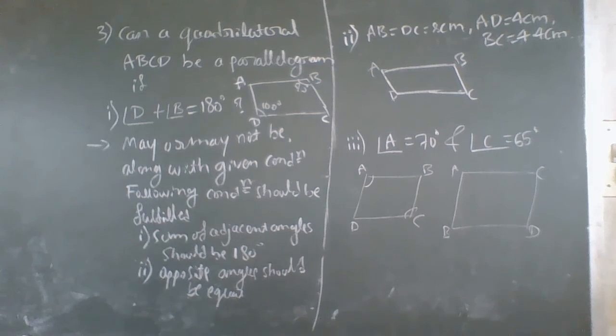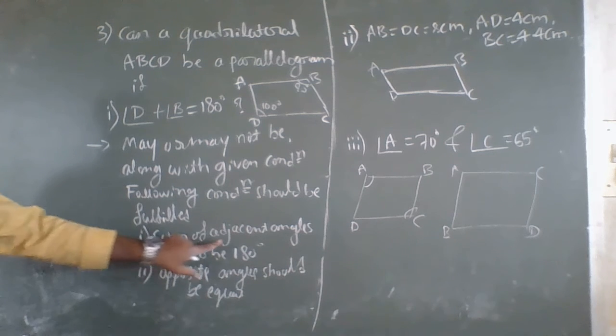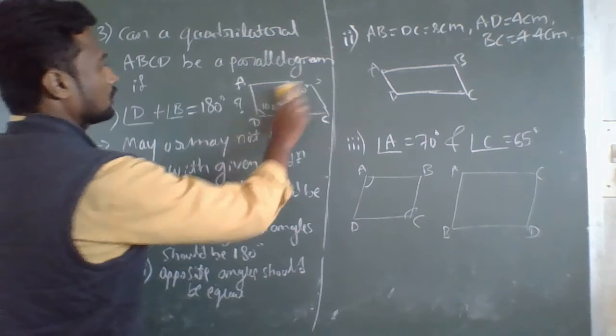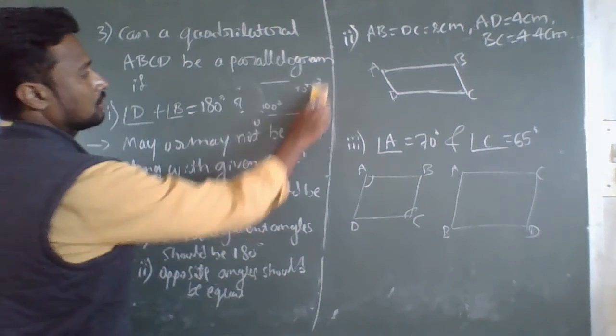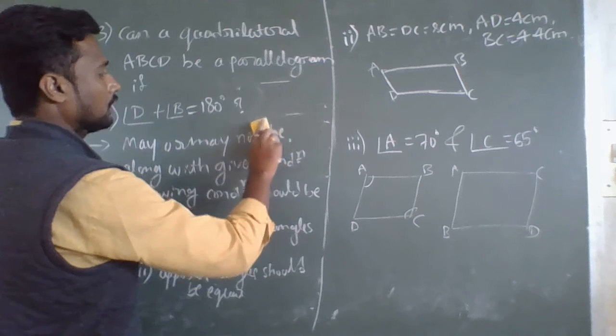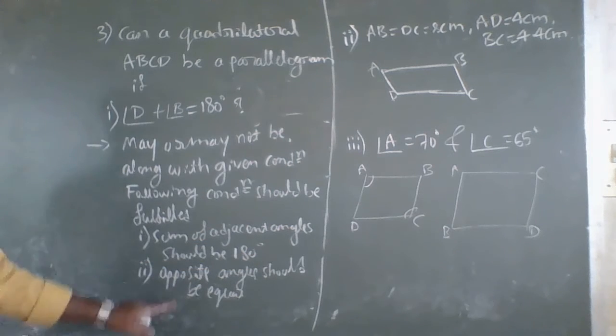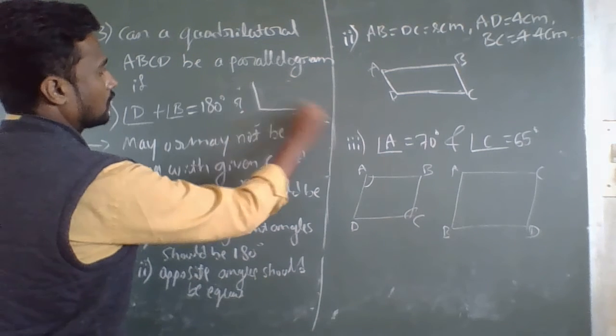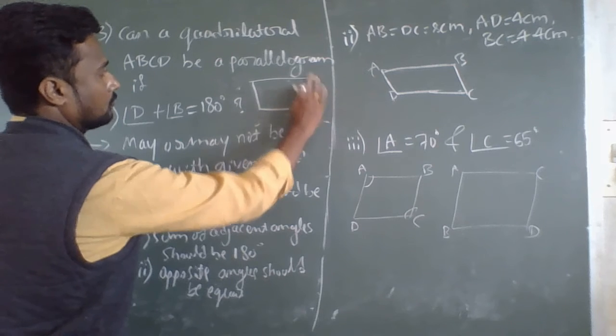So what are the two conditions? Again, it should fulfill: the sum of adjacent angles should be 180 degrees, and opposite angles should be equal. So here, this is the parallelogram.